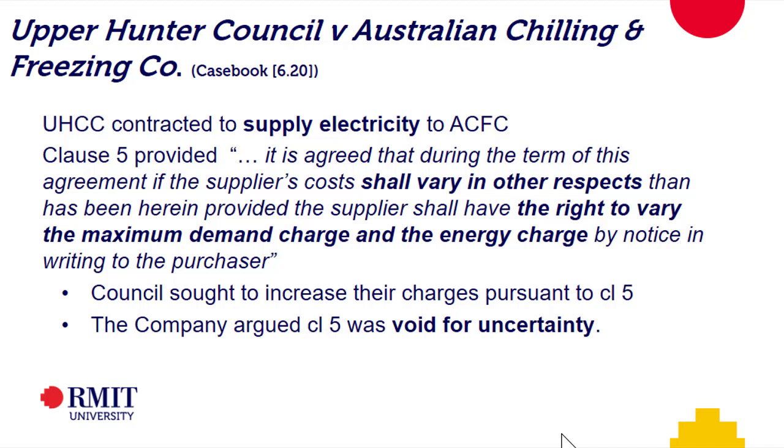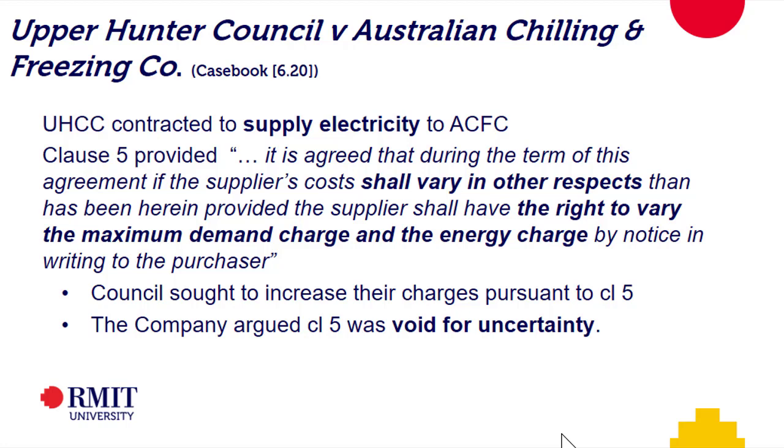It doesn't have any formula. So does this mean that we think it's ambiguous? It's ambiguous. So should it be void for uncertainty? I don't think so. I don't think it should be.